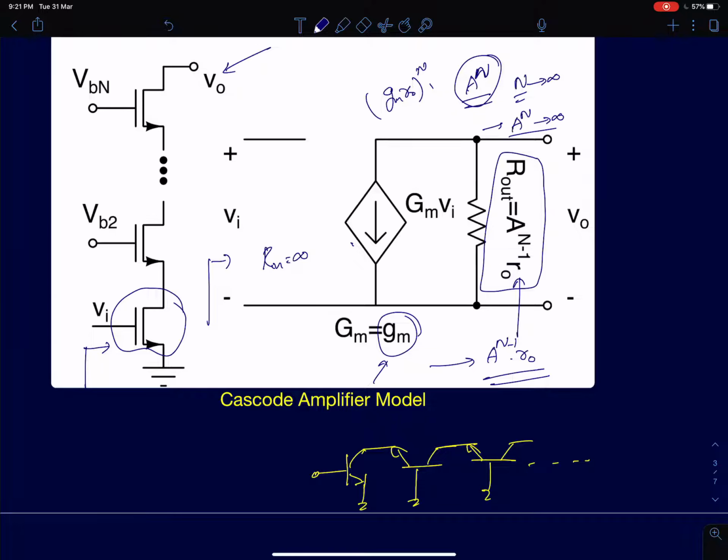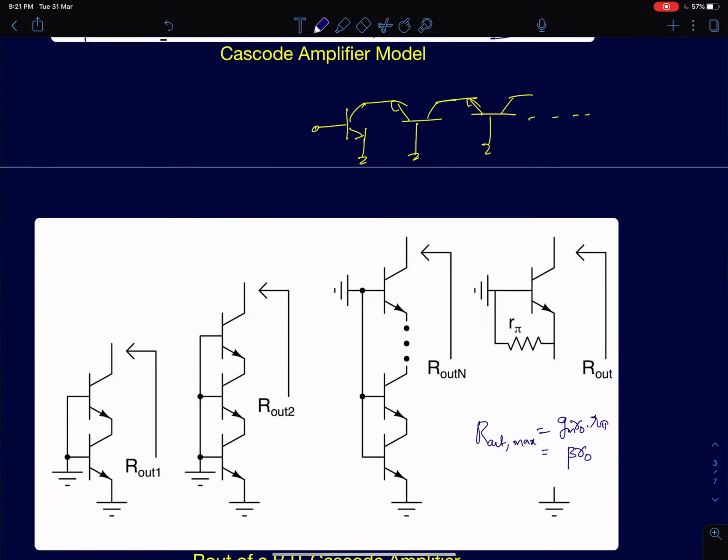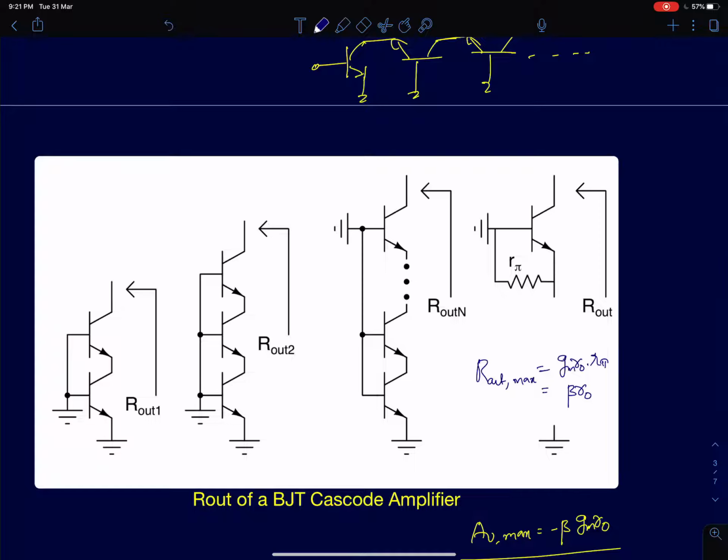That's what happens in the MOS case. But in a bipolar junction transistor, we'll try to find out what happens to the expression for Rout. Is there any limiting value for Rout? That's what we'll see here. Now, in the case of a simple emitter degenerated BJT amplifier, if you recall, we said that it's not the same as a MOSFET because there is an r pi present between base and emitter.